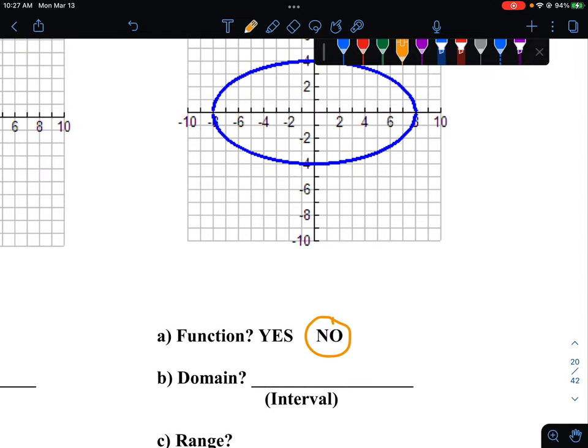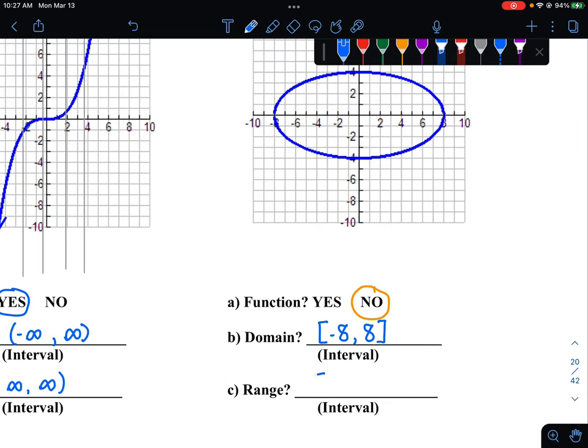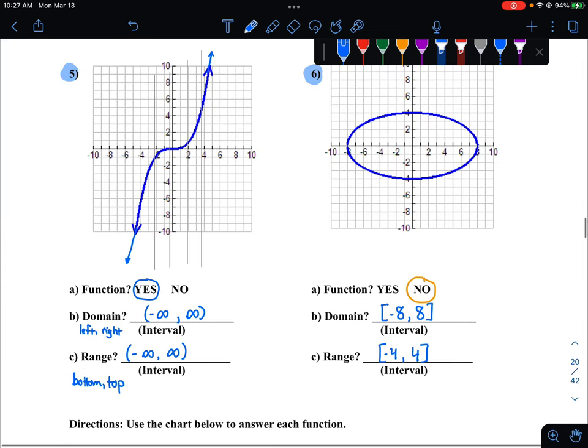And then we're going to look, how far left is this graph going? It looks like it goes to -8. How far right? It looks like it's going to +8. So we're just going to say -8 to +8. Then the bottom of this graph is -4. To the top is +4. Those numbers don't always have to be the same.